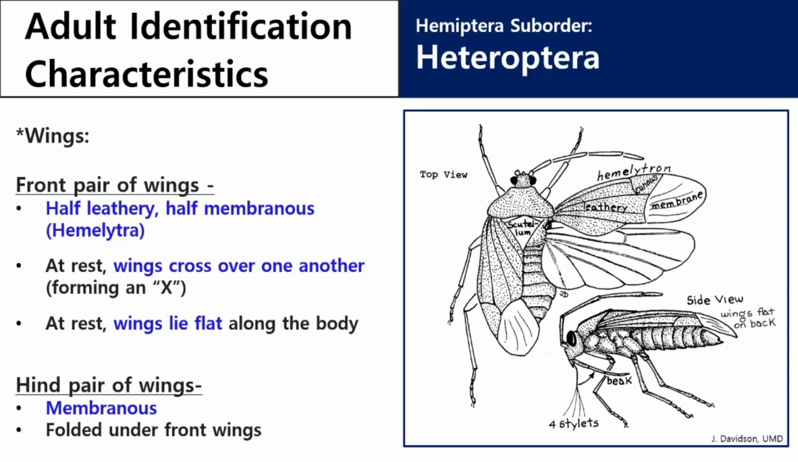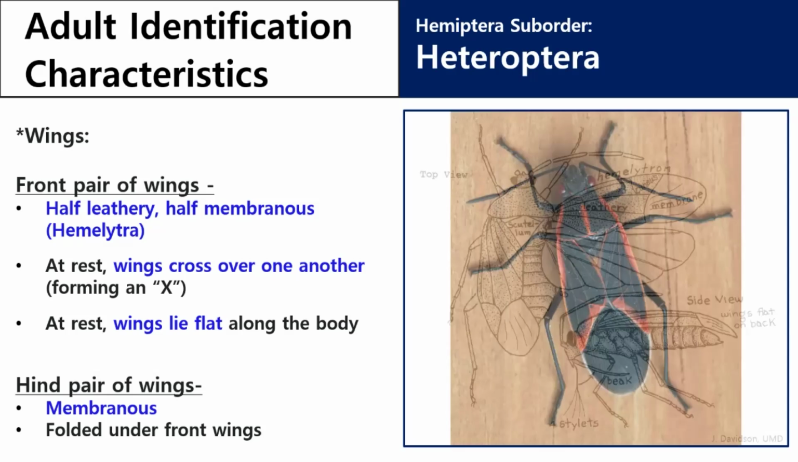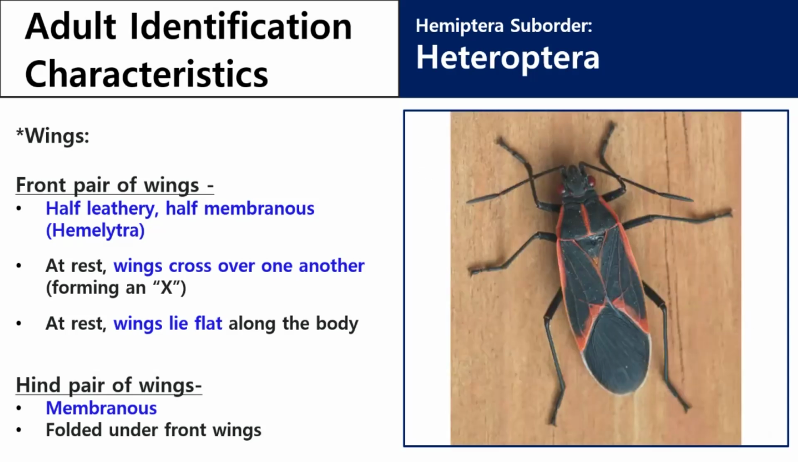The wings lie flat along the body at rest. We'll see the difference between maybe a more roof-like orientation with our other suborders, so flatly against the body. And these hind or back pair of wings are membranous and folded under the top pair of wings. So let's take a look at a photo of a heteropteran.